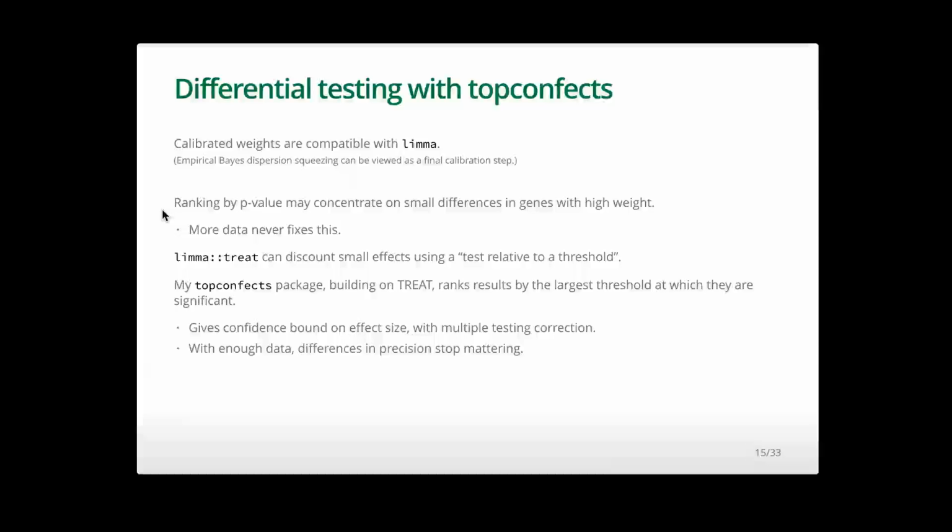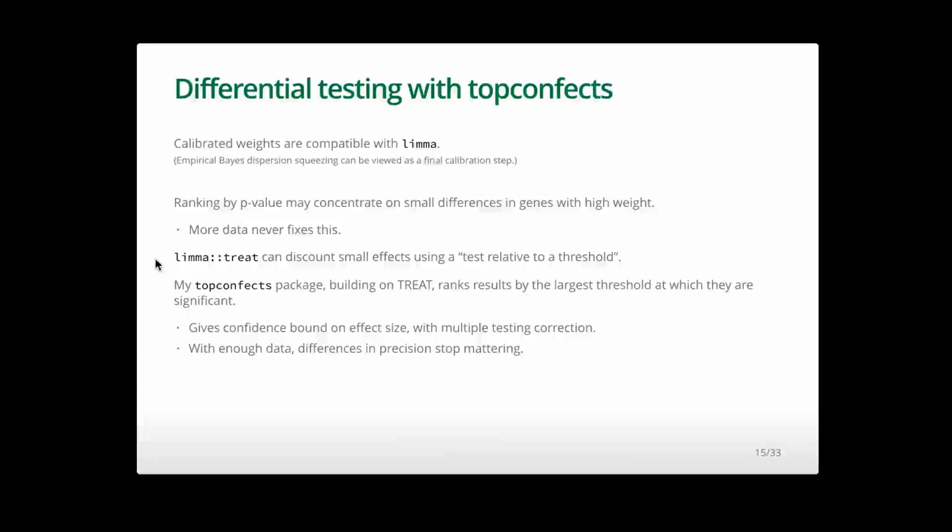So another thing that we especially run into with weights is that if we're to do some differential testing and then sort results by p-value, the smallest p-values are as much going to be determined by genes with high weight as genes with large effects. And more data is never going to fix that.